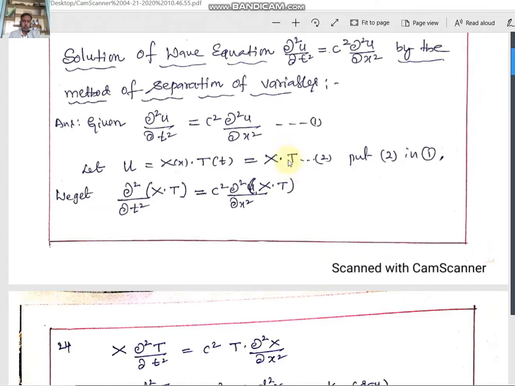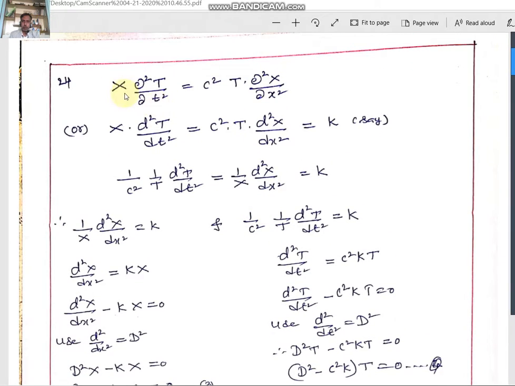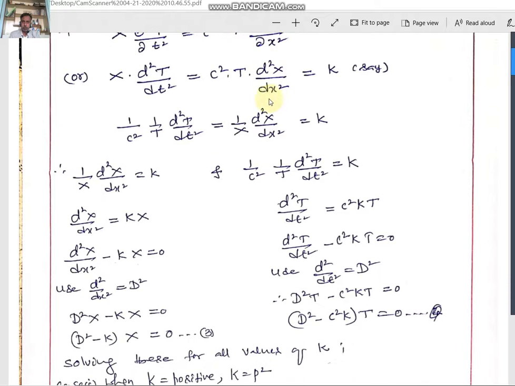Put this X into T into the wave equation, that is dou square of XT by dou t square equal to c square dou square of XT by dou x square. We can treat X as constant, put it outside: X into dou square T by dou t square is equal to c square, T is constant on the right hand side, dou square X by dou x square.